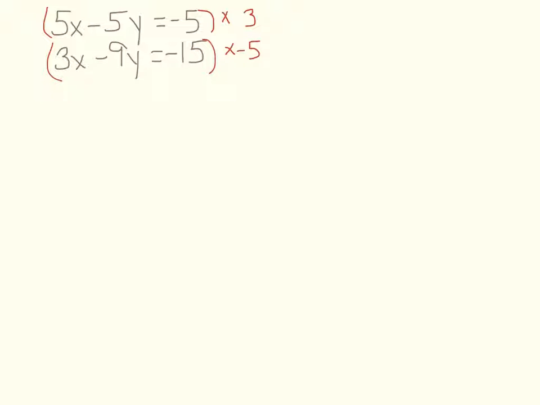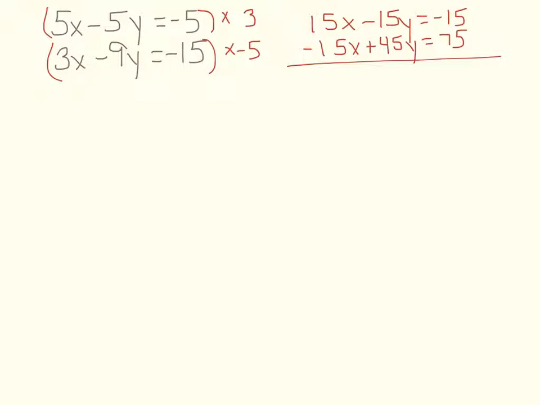On the top, when we multiply, you get 15x minus 15y equals -15. Then on the bottom, negative 15x plus 45y equals 75. Okay, now we're ready to add them together. So the x's now cancel. Negative 15y plus 45y would be 30y. And negative 15 plus 75 would be 60. Then we divide by 30. So y equals 2.